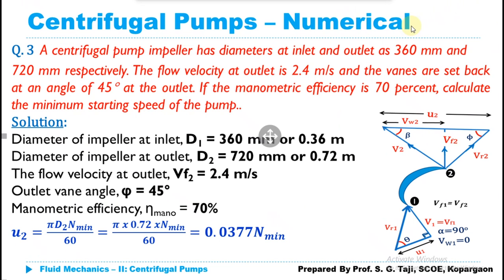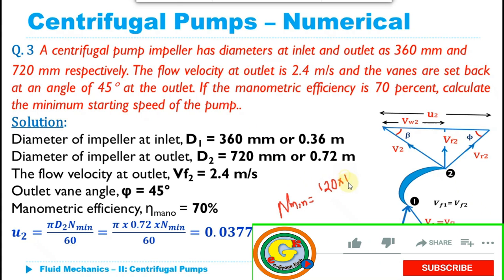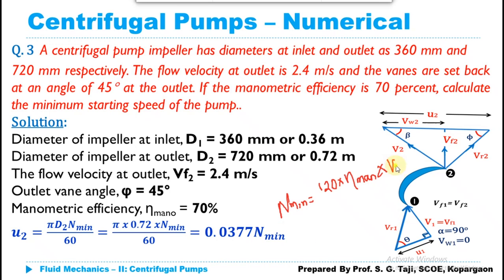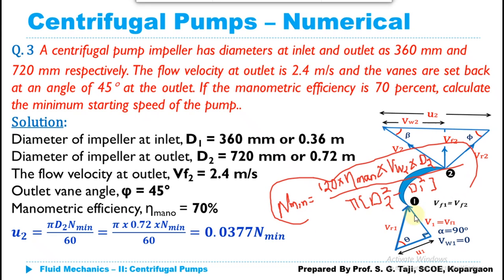So just before proceeding, let's see what we discussed in the last lecture: minimum starting speed. We derived the expression for the minimum starting speed, which was given by N minimum is equal to 120 multiplied by manometric efficiency multiplied by VW2 multiplied by D2, divided by pi multiplied by (D2 square minus D1 square). This is the expression we derived in the last lecture for the minimum starting speed of the centrifugal pump.